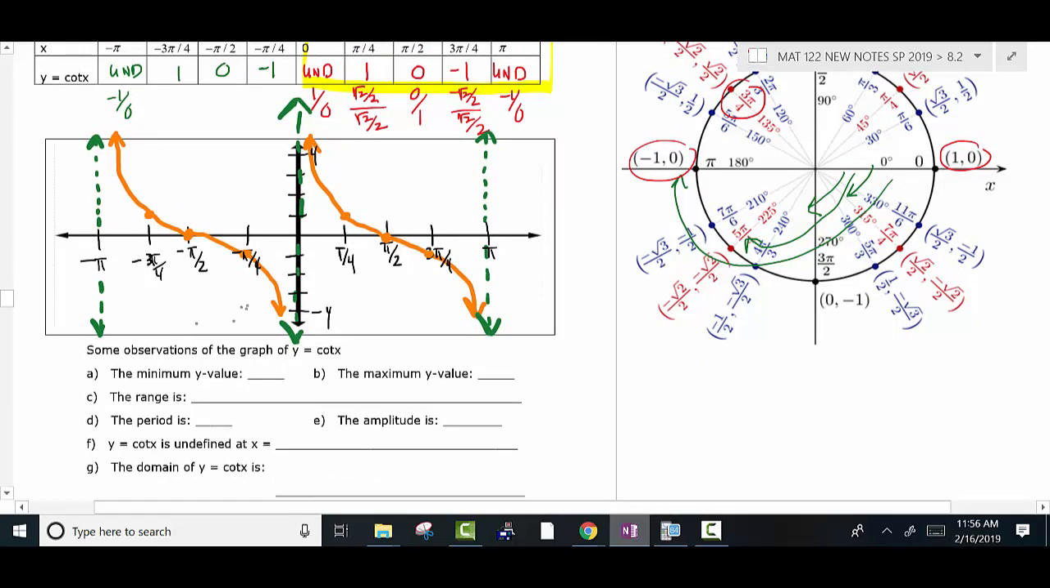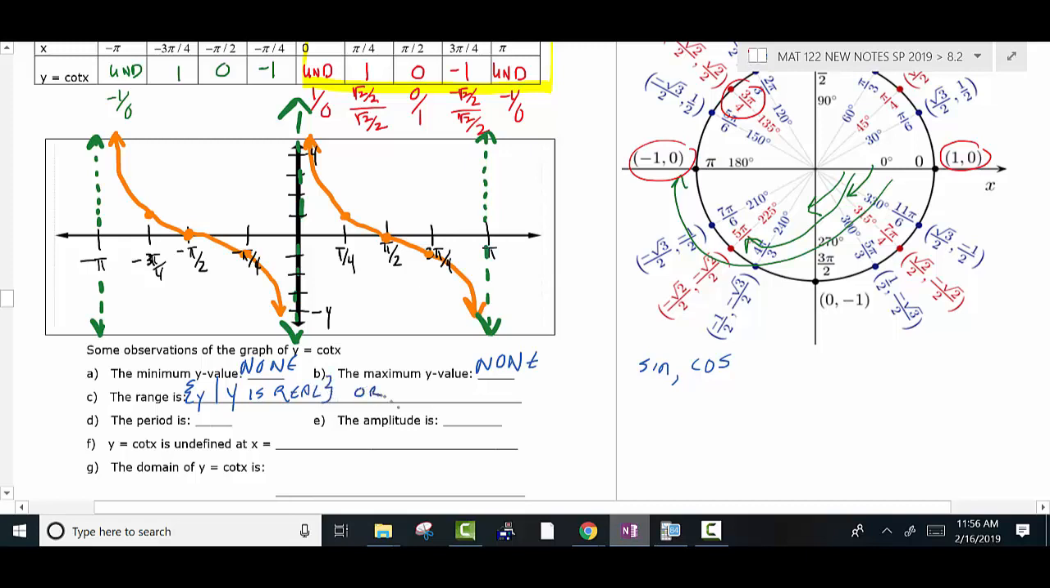Okay, so let's do some observations. Minimum y value, there is not one. Okay, and there's no maximum. What you're going to find is the only trig functions that have maxes and mins are going to be the sine and the cosine. The other 4 trig functions have asymptotes, so they're going to go to infinity and negative infinity. The range is all real numbers. Y can be anything on a cotangent or a tangent. So we would say on that set of y is a real number.